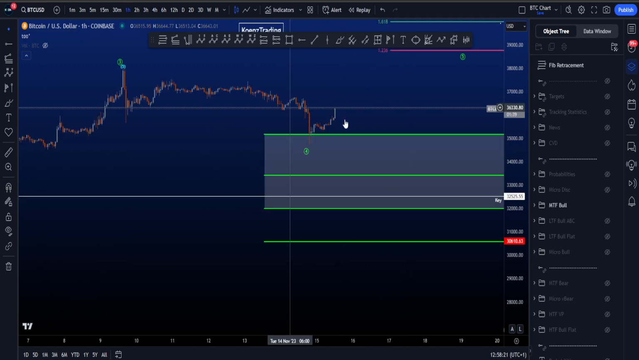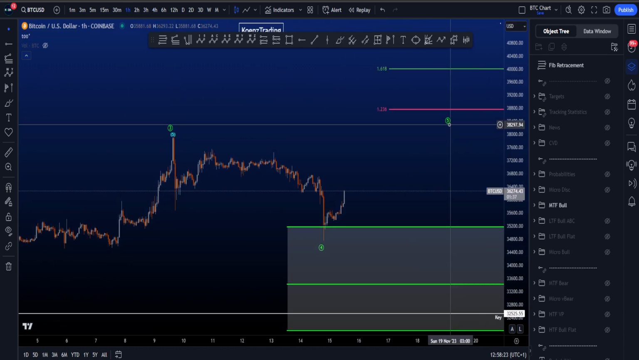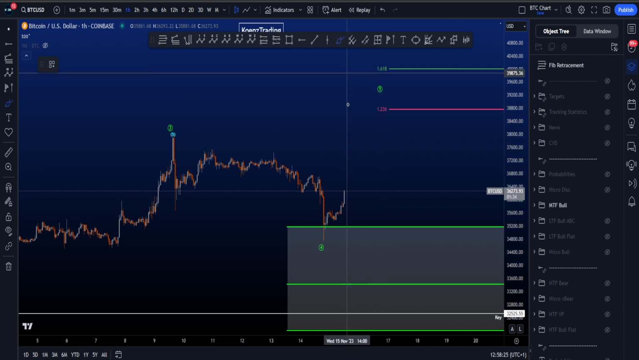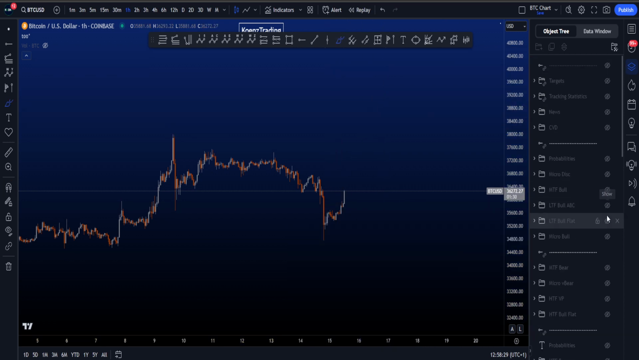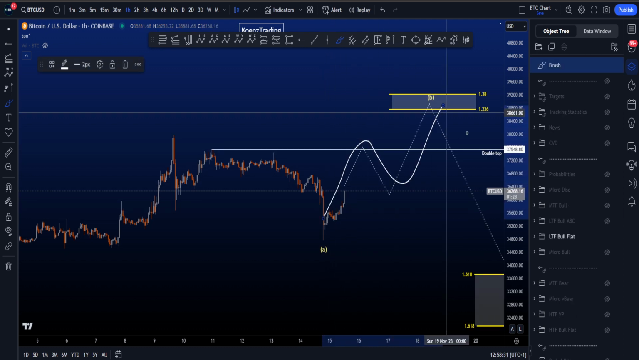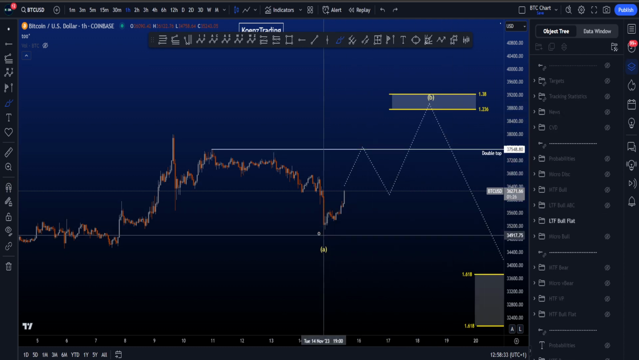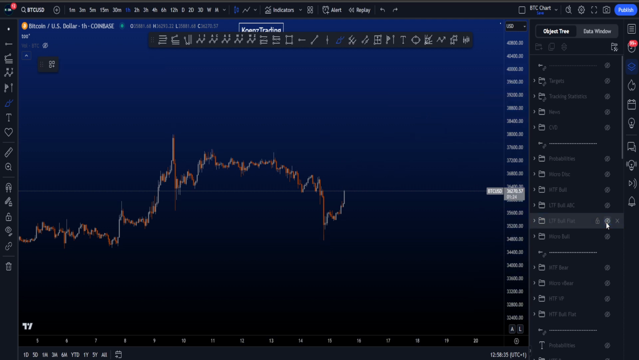But in both cases, you're going to be looking for a move up, either for a wave 5, meaning a straight line to the upside, or you're going to be looking for a 3-wave structure in a flat to the upside. So it's important to realize what structure we get towards the upside.